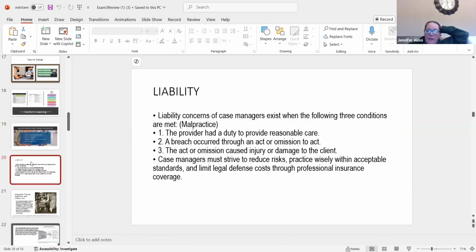We take a look at liability, which is another way we can talk about malpractice. And we know that in this case, with malpractice, they had a duty to provide reasonable care. They didn't do it, and some sort of injury was caused, okay? So that correlates with your malpractice. Case managers, you had a chapter on case management. Case management's goal is to limit any of this from occurring, okay? They check on the patients, they follow the patients to make sure.